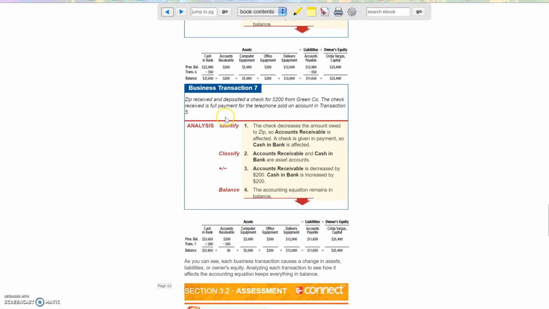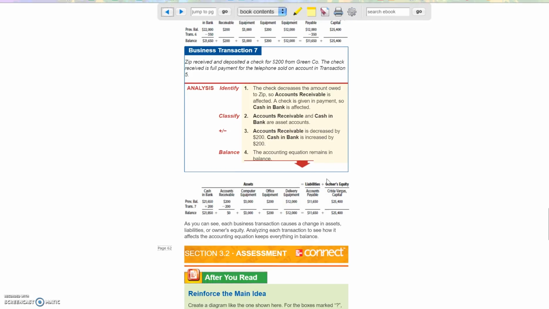All right, our last transaction is the $200 that we sold the telephone for has come in. So that person, our accounts receivable, has been paid off. So accounts receivable is affected. And how did they pay it to us? Well, they paid it in cash, of course. So cash is affected. Both of these are assets. Accounts receivable is decreased by $200. They don't owe us anymore. And cash is increased because they did finally pay us.